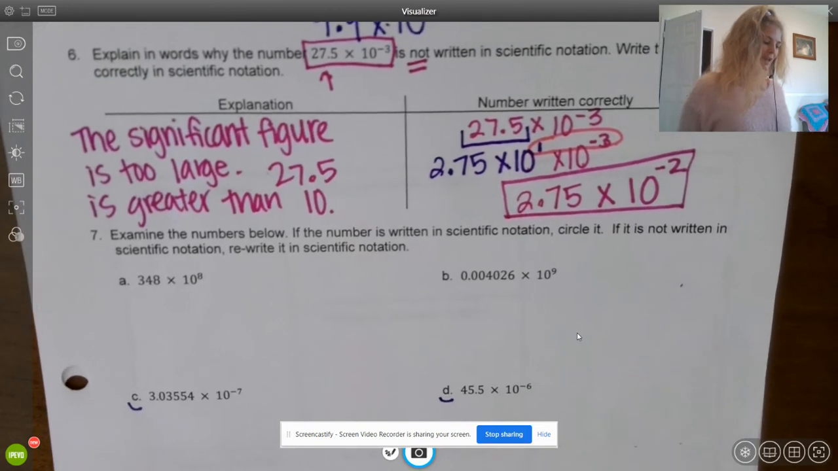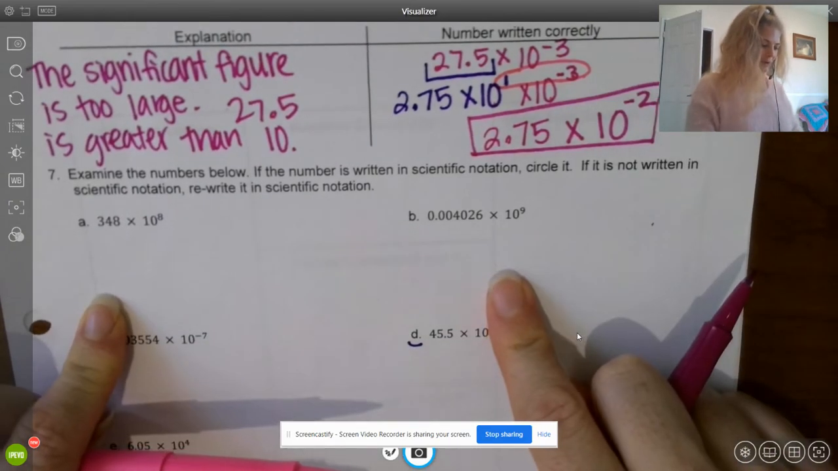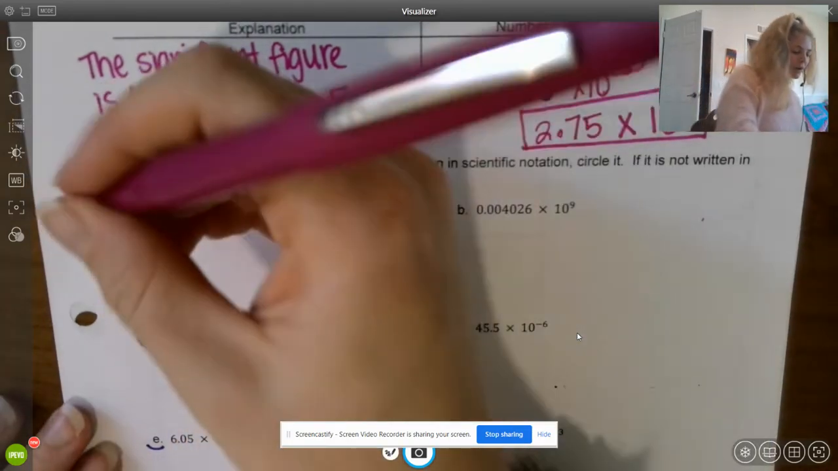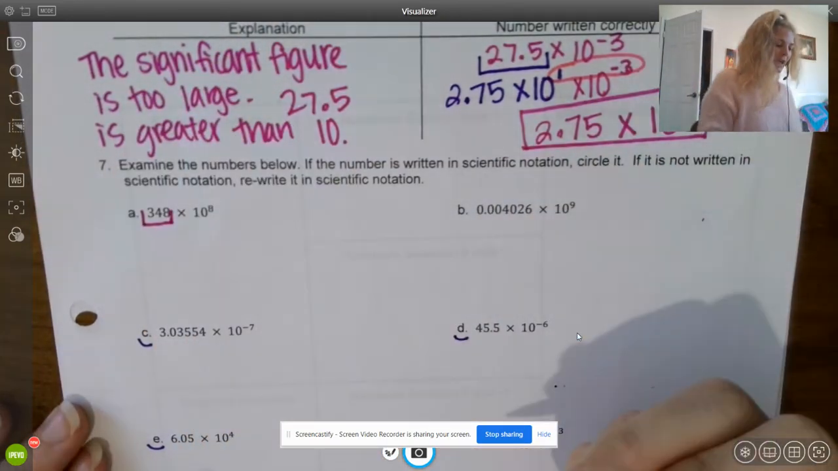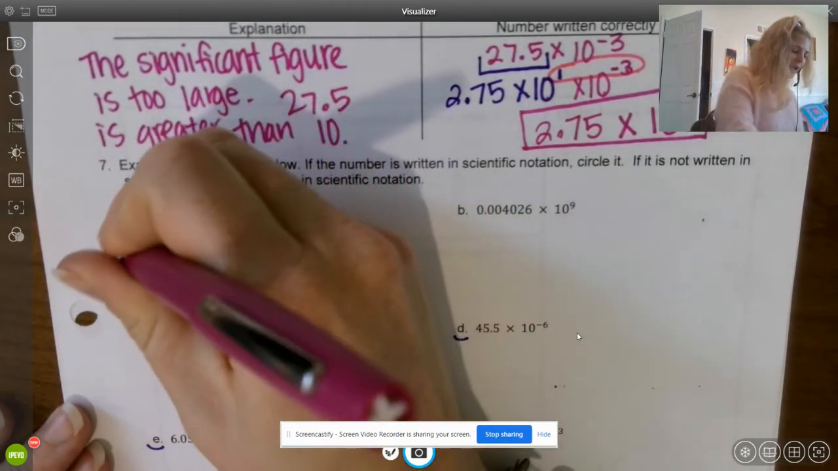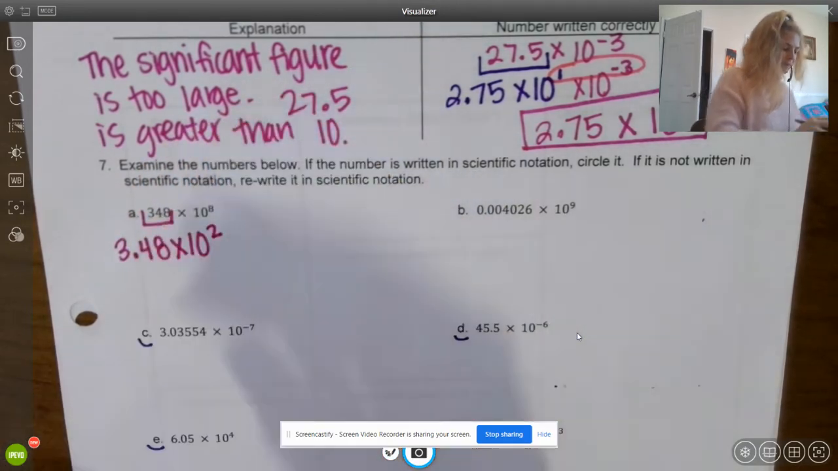Okay, so number 7 says, examine the numbers below. If the number is written in scientific notation, circle it. If it's not written in scientific notation, rewrite in scientific notation. So I'm going to do A and B with you. Okay, let's look at A. It's not written in scientific notation. Oh no, that significant figure is too big. So we're going to focus on that 348, and we're going to say, well, if it was written in scientific notation, just 348 would be 3.48 times 10 to the second.